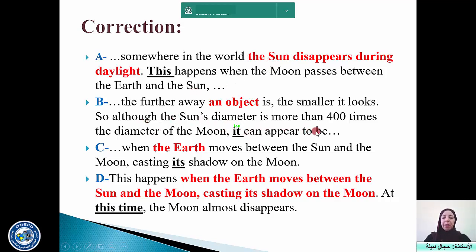The second one is it. It can appear to be much the same size. Okay, so what is it? What can appear to be the same size? It is an object. All right, it is in the same sentence.